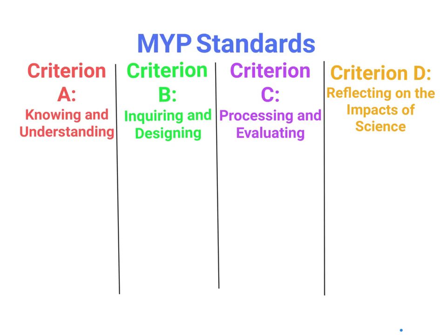And really, those are divided into 4 criterion. The first being criterion A, which is knowing and understanding. Really, those are things that we test on tests or quizzes. Really, this is your understanding of content.